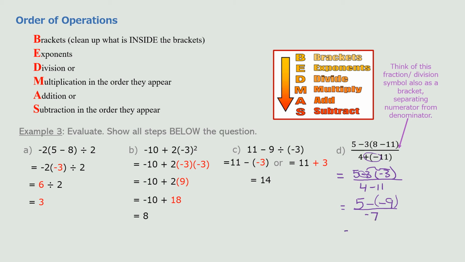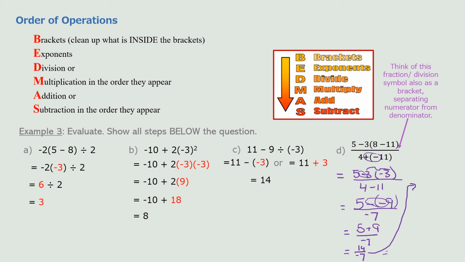I'm still working on the numerator. These two make a positive, so that's 5 plus 9 over negative 7. And I'm trying to write below, but I'm going to run out of room here. So I'm going to have 14 over negative 7. So when this happens and you run out of room, you can just put an arrow up. You don't start writing beside.